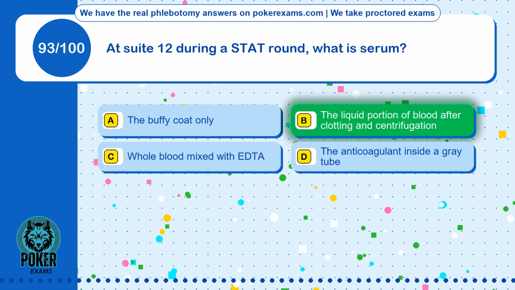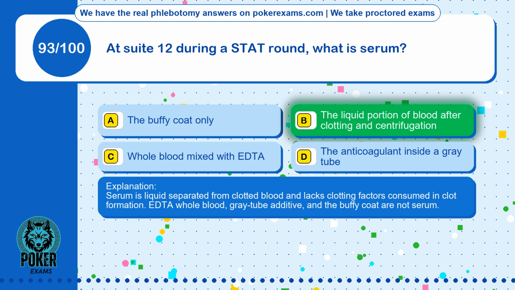The correct answer is option B. The liquid portion of blood after clotting and centrifugation. Serum is liquid separated from clotted blood and lacks clotting factors consumed in clot formation. EDTA whole blood, gray tube additive, and the Buffy coat are not serum.